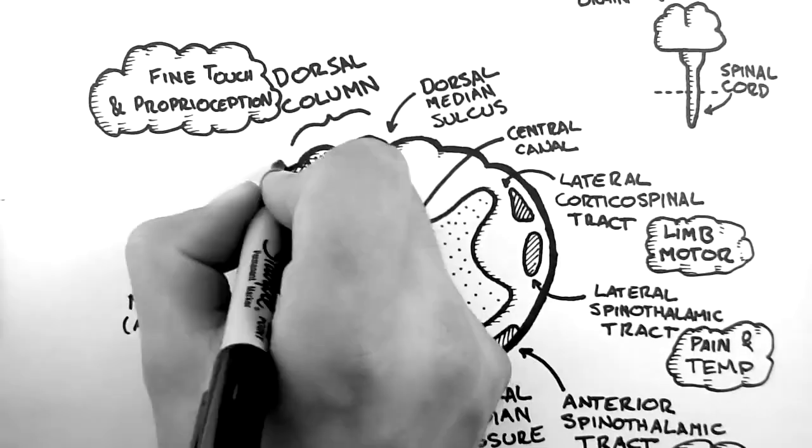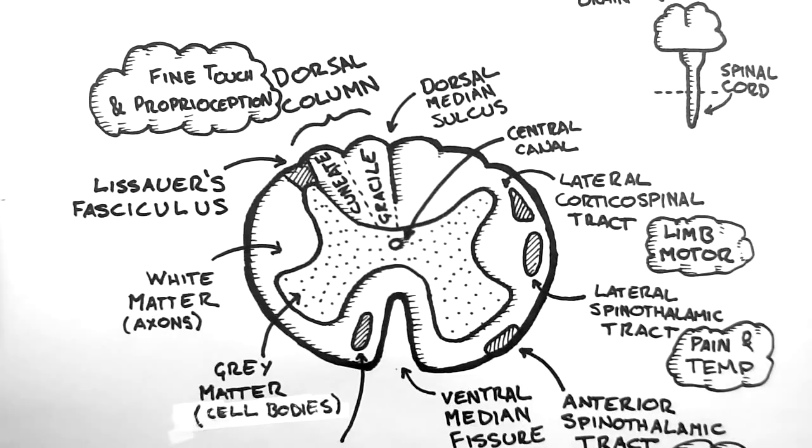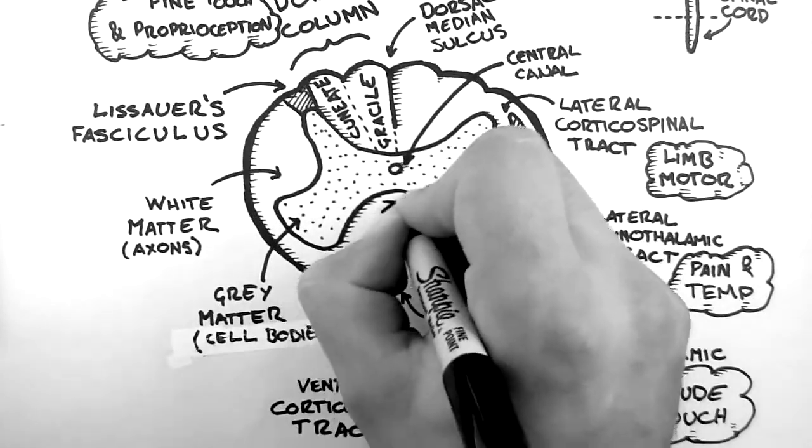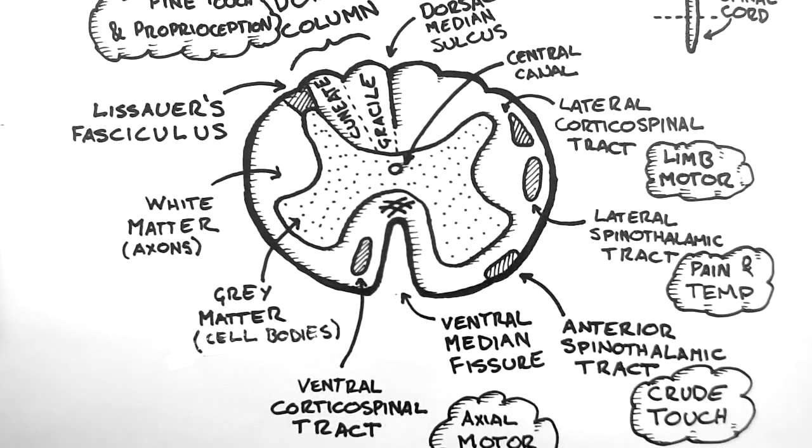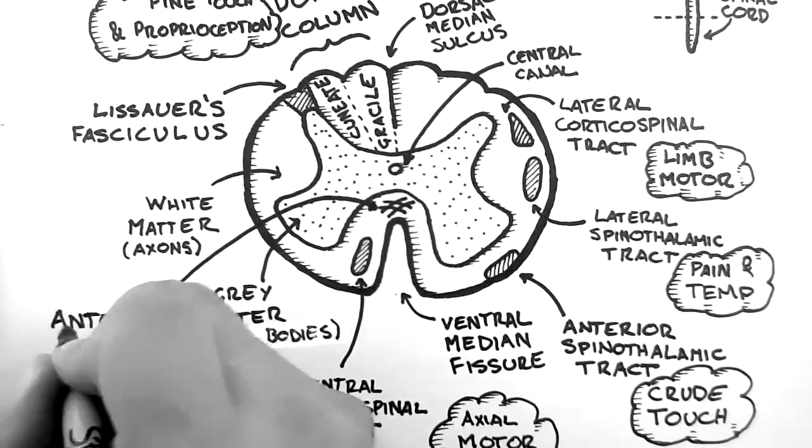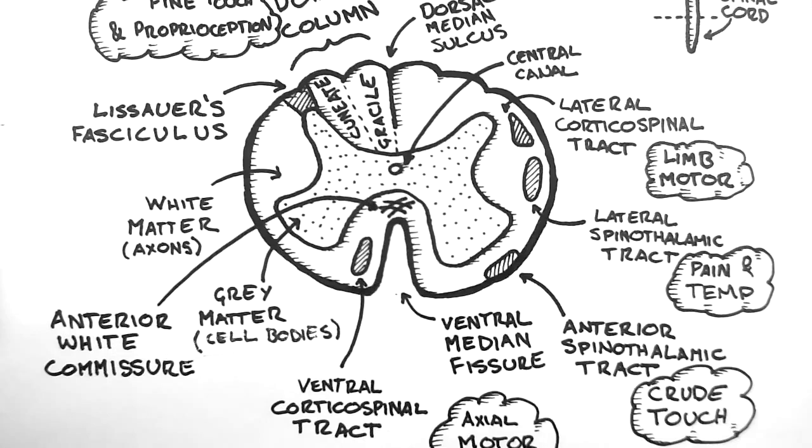Up here we have Lissauer's fasciculus, and we'll see what that does in the spinothalamic tract tutorial. And finally here, we have a decussation of tracts, known as the anterior white commissure. A decussation is where axons cross from the left side of the body to the right, or vice versa. So that's an overview of the spinal cord anatomy.